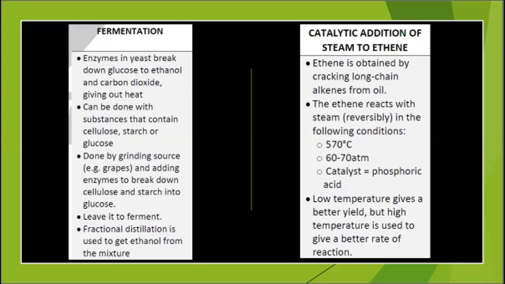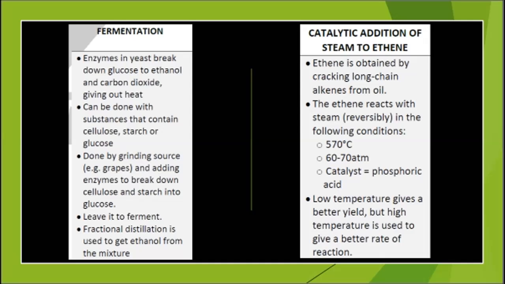Right? Now, this can be done with substances that contain cellulose, starch, or glucose. That's why you could have different types of fruits because they all have glucose or they all have sugar in it. And the sugar can be broken down to give you the alcohol. Right? The sugar, the carbohydrates can be broken down. How could it be done? By grinding the source, for example, grapes, and adding enzymes to it to break down the cellulose and starch into glucose, and then leaving it to ferment, right? And then fractional distillation could then be used to extract ethanol from such a mixture.